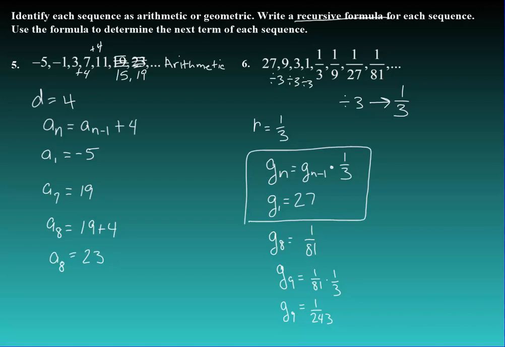Then we notice that the last term is the 8th term, so that is 1 over 81. So that means we're looking for the next term, which is the 9th term. And the 9th term is taking the 1 over 81 times 1/3 and getting 1 over 243. And with that, that is how we identify each sequence as arithmetic or geometric, write a recursive formula for each sequence, and then find the next term.